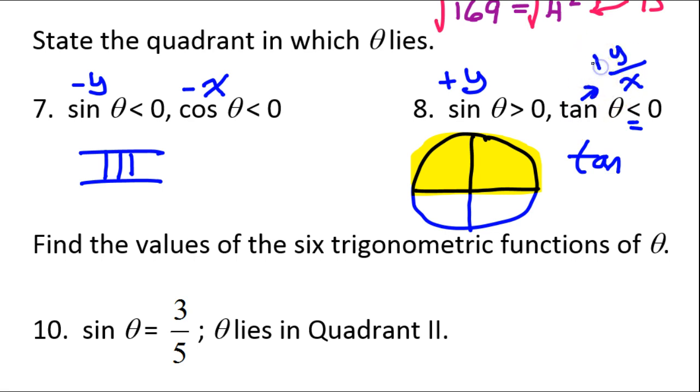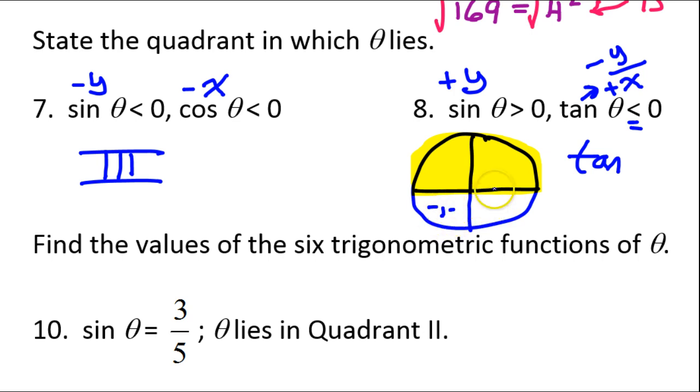So we either need a place where the y value is positive and the x value is negative, or vice versa. We need an area where the y value is negative and the x value is positive. The signs have to be different. So tangent is going to be positive in the first quadrant, where everything is positive, and it's going to be positive in the third quadrant, because we have a negative x and a negative y.